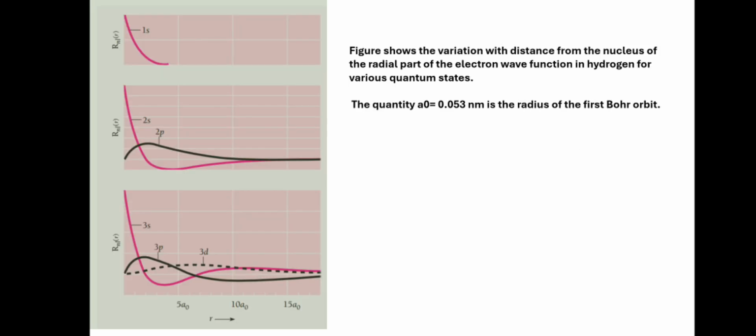The figure shows the variation with distance from the nucleus of the radial part of the electron wave function in hydrogen for various quantum states. The quantity a0 is equal to 0.053 nm, the radius of the first Bohr orbit. We can see in the graph the probability of finding the electron in different states. The first one shows 1s, the second one shows 2s and 2p, and the third one shows 3s, 3p and 3d. We can see that the probability of finding the electron changes with the state.